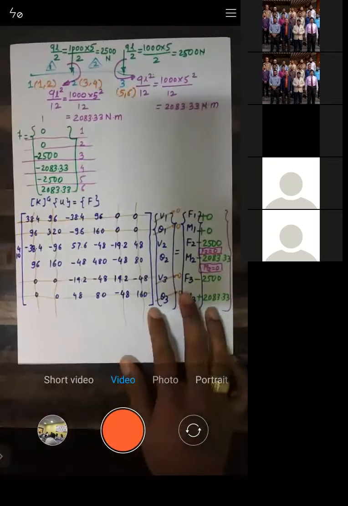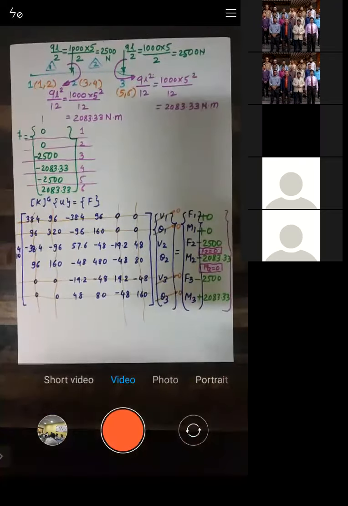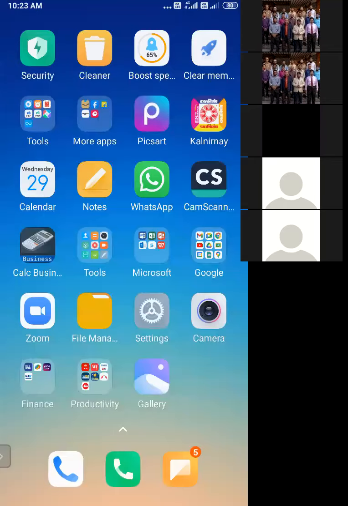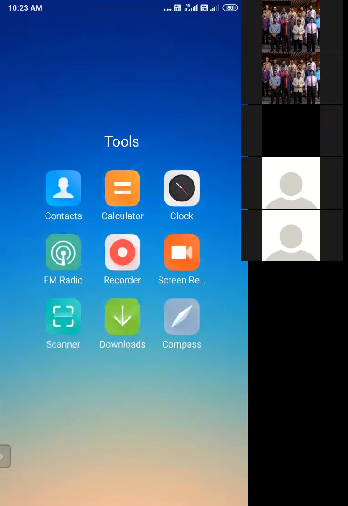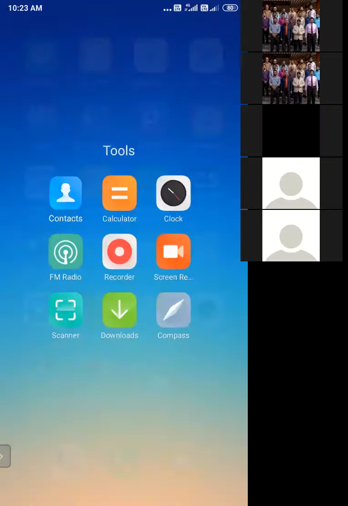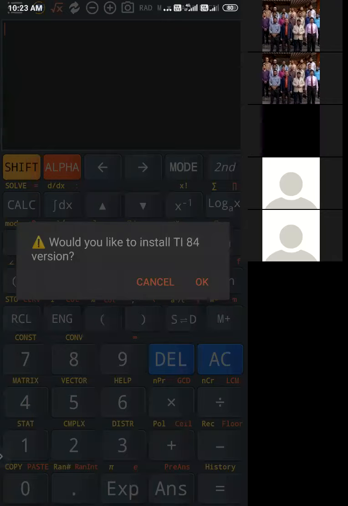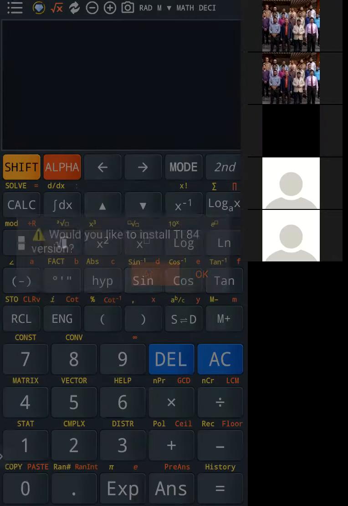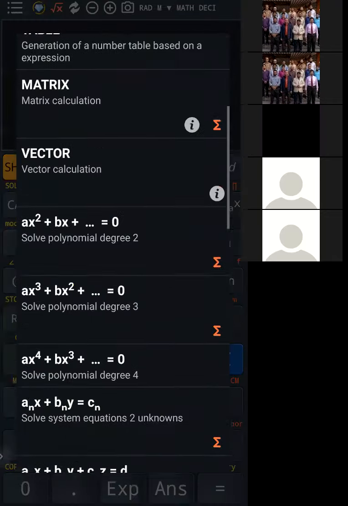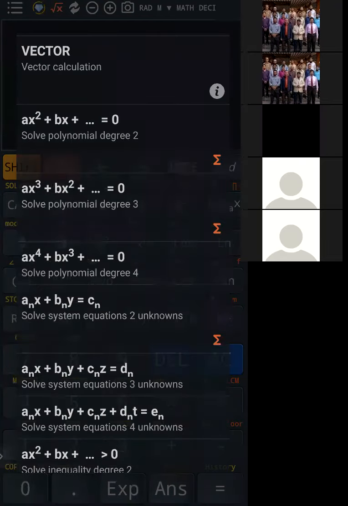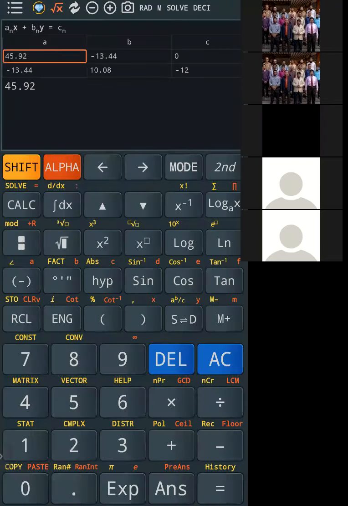We have a system of two equations with two unknowns that we are supposed to solve, right? So how to solve this? What we'll do is go to the calculator. We'll go to the mode, then solve system of equations, two unknowns. We'll start putting the values. But keep in mind, every term we need to multiply by 10 raised to the power 4, right?